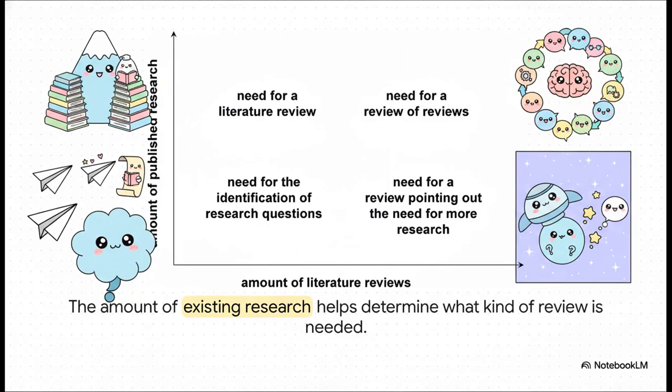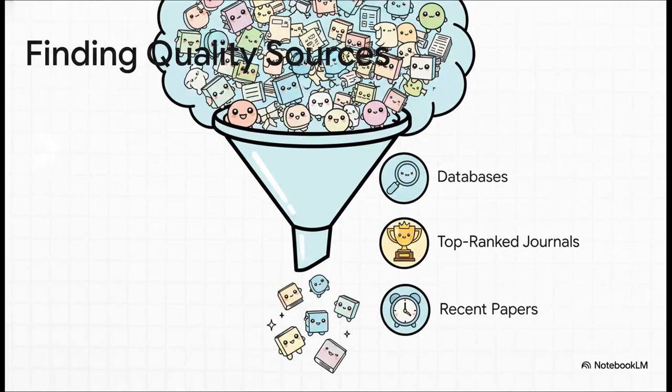This chart is actually a fantastic way to think about it. See the 2 axes? One is how much research is out there, the other is how many reviews of that research exist. So if you're in a field with very few papers and reviews, down in that bottom left corner, your job is to identify brand new questions. But if you're in the top left, with tons of research but few summaries, a big, comprehensive review is exactly what your field needs. Now, to tell that detective story, you need high-quality sources.